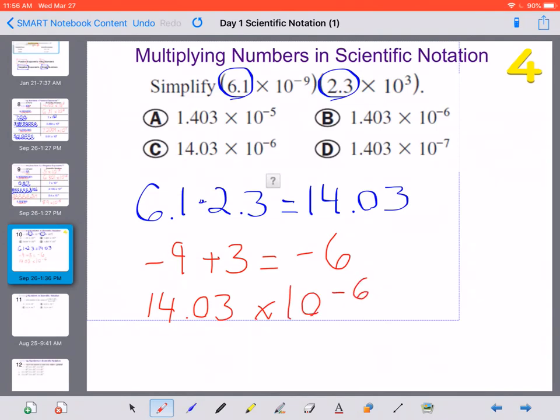But what I need to remember, this does say the same thing as C, but what I need to remember is that a scientific notation number has to be between 1 and 10. So this 14 is not between 1 and 10. What we need to do is move the decimal point one more space in front. So what it's going to change to is 1.403 times 10. We moved it one more space in front, so it would be to the negative 5th power. So our answer here is A.